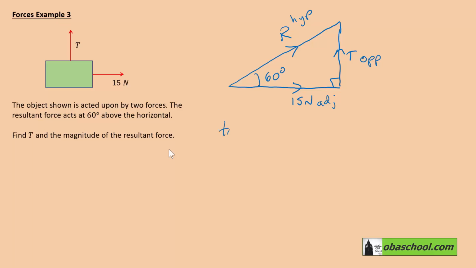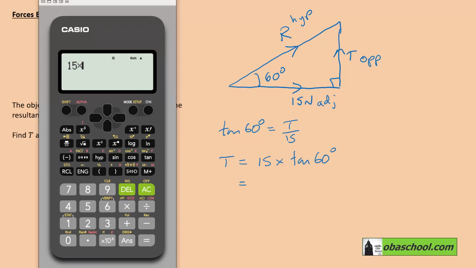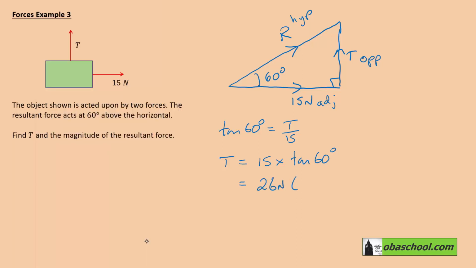So tan of 60 degrees has to be equal to T divided by 15. So T is going to be 15 times tan 60. So 15 times tan 60 gives me 25.98. Let's call that 26 newtons to the nearest integer.